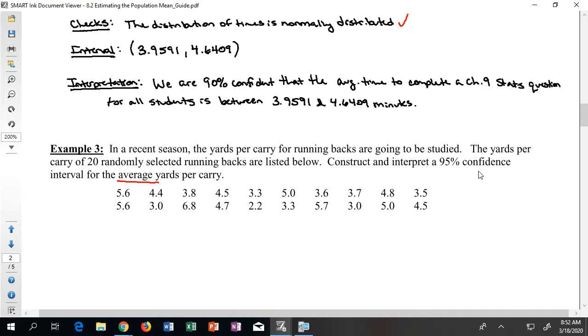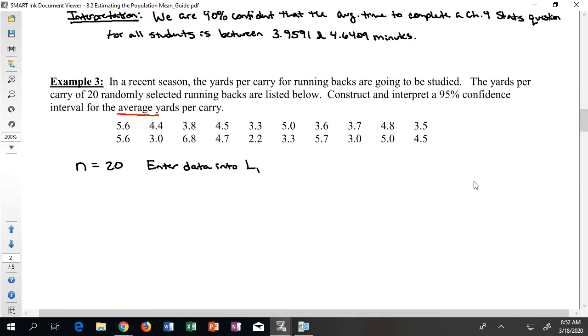Okay, again, I might go ahead and start by listing out what's my N. Well, in this case, we were told that it's 20, right? I have 20 running backs. And I don't want to enter all this data and then compute the average and standard deviation by hand. So I'm going to enter all of this data into a list. I'm going to use L1 again, so I'm going to get rid of that old data in just a moment.